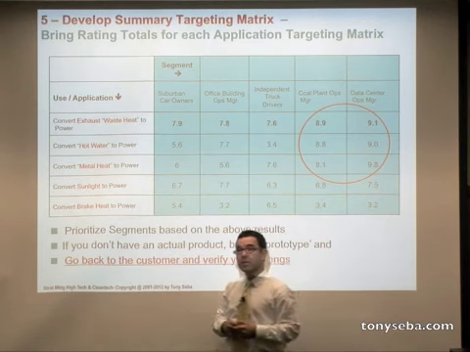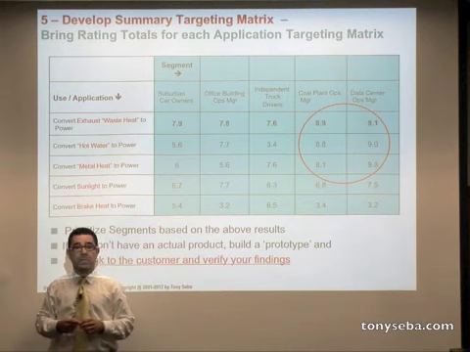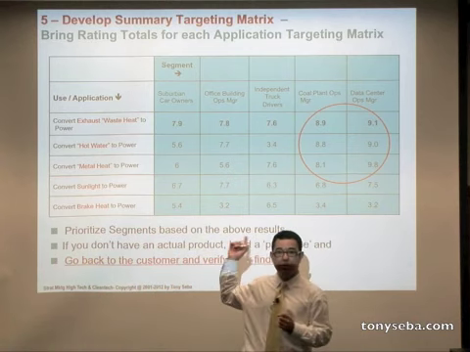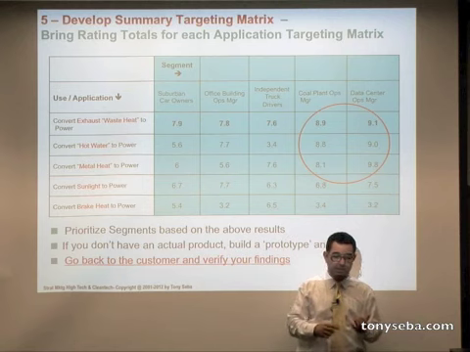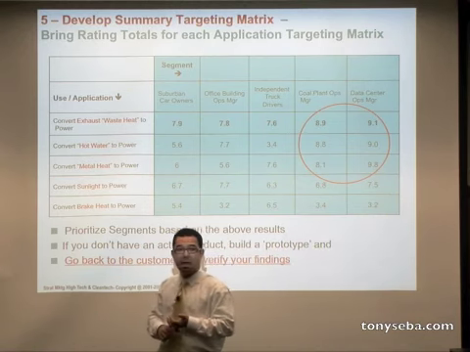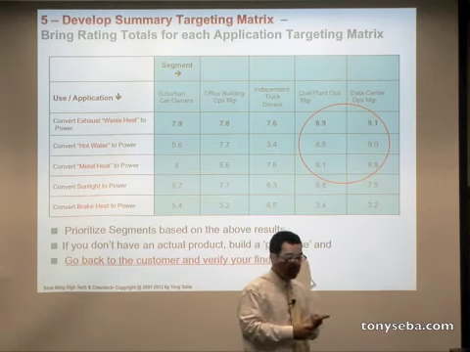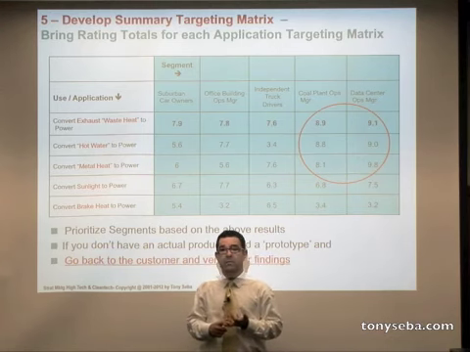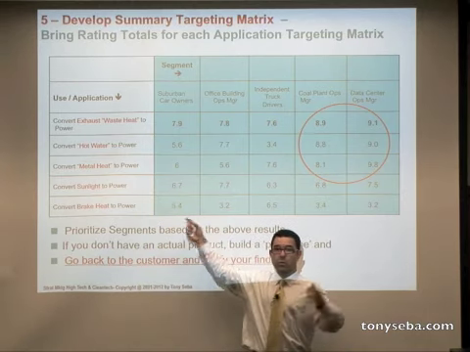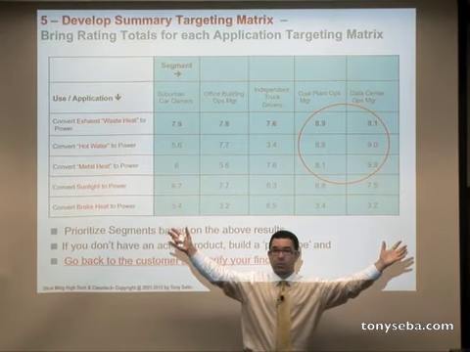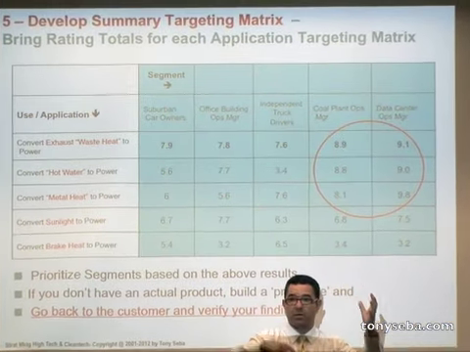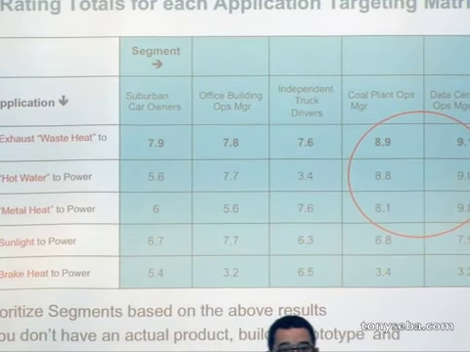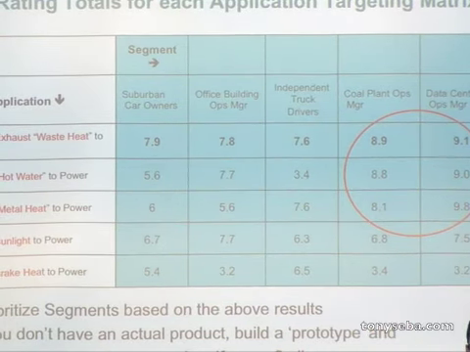It turns out that these are about 9 or so. And you decide, you know what? These look good. It's going to be one of these two markets, either data center operations or coal plant operations. And the applications are going to be either convert the exhaust waste heat to power, or the hot water to power, or the metal heat to power. So we went from the world to 6 market segments and a number of possibilities of products to 2 market segments and 3 product possibilities. That is why we do segmentation and targeting.